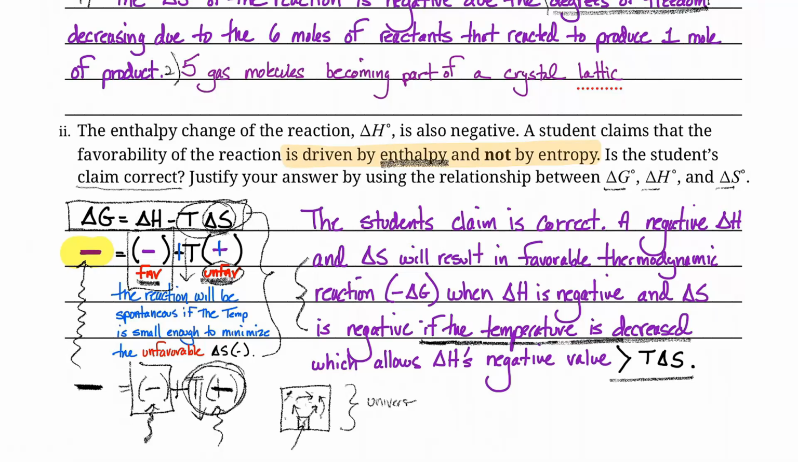So I really believe that you needed to talk about the delta H's exothermic value had to be overwhelmingly more negative than the positive value of the later half of that equation. So that's why I have this big positive here. And how does that happen? We have to have a smaller temperature to do that.